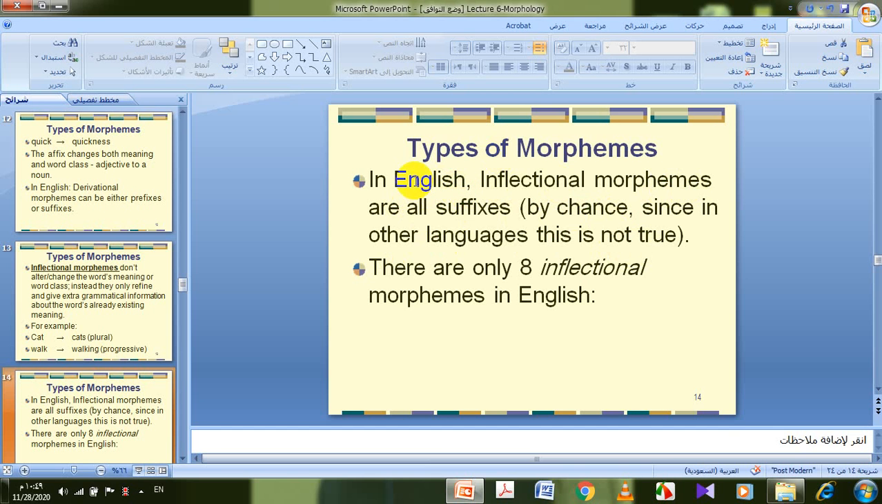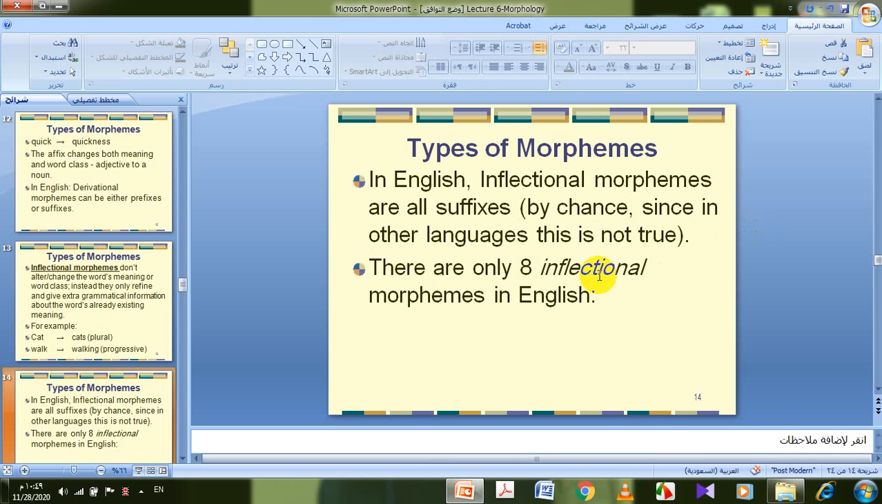However, derivational morphemes are suffixes and prefixes. Derivational, for example unhappy: the word is happy, unhappy, happily, or happiness. So this is derivational. However, here we are talking about inflectional morphemes. In English, inflectional morphemes are all suffixes, and this is by chance, since in other languages this is not true.